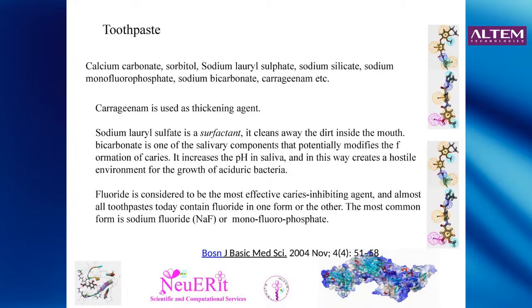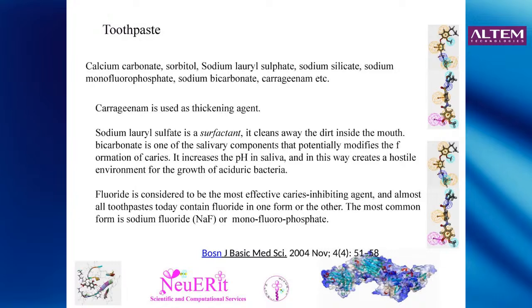Okay, so I briefly discussed the food items we are taking and the chemicals or antioxidants present in them. Now, in our day-to-day life, a few chemicals are part of our life. We cannot live without them. So I will just briefly say what those things are. Okay, toothpaste. Toothpaste is made of calcium carbonate, sorbitol, sodium lauryl sulfate, sodium silicate, sodium monofluorophosphate, sodium bicarbonate, carrageenan, etc. So why are these things required? Let me explain very briefly, because I cannot explain these in 5 minutes, but it is just an introduction.